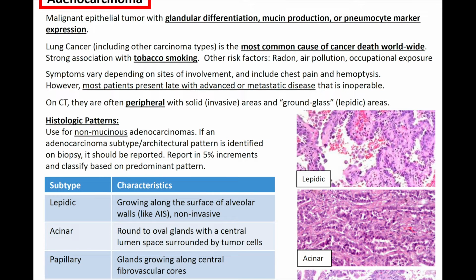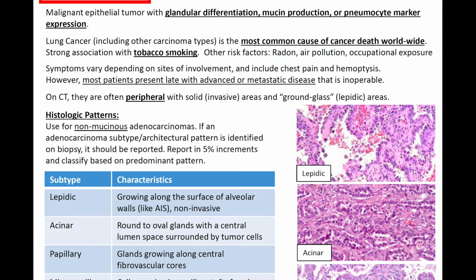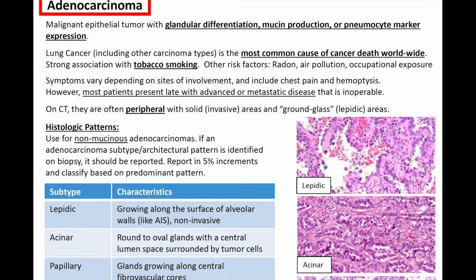So first up, we've got adenocarcinoma. So we're familiar with adenocarcinoma as being a malignant epithelial tumor with glandular differentiation, mucin production, or pneumocyte marker expression. So lung cancer, including other carcinoma types, is the most common cause of cancer death worldwide. Obviously, there's a strong association with tobacco smoking and other risk factors like radon, air pollution, and occupational exposures.